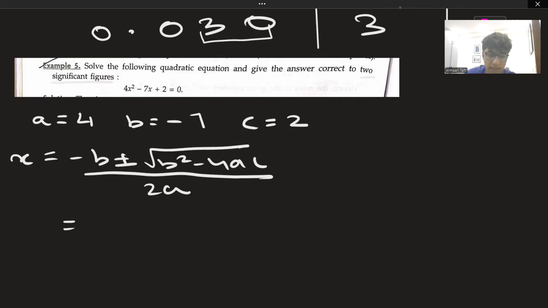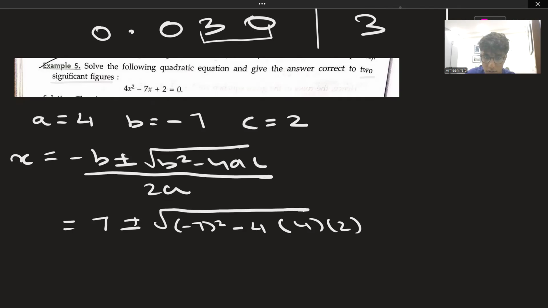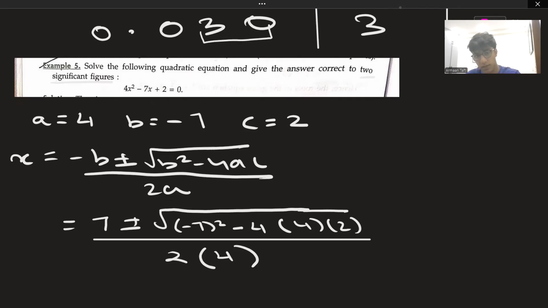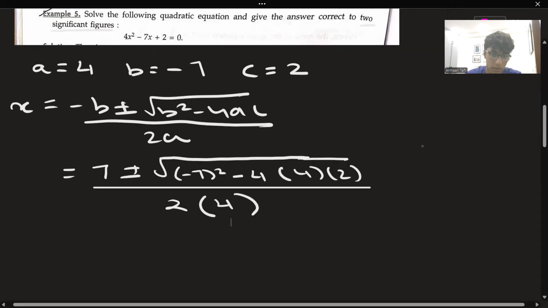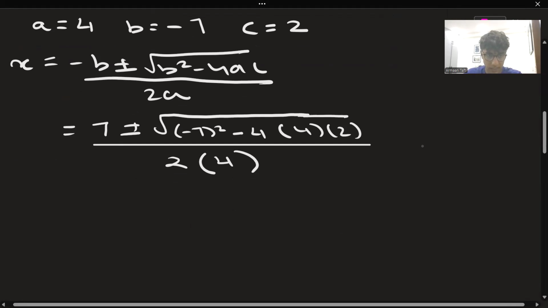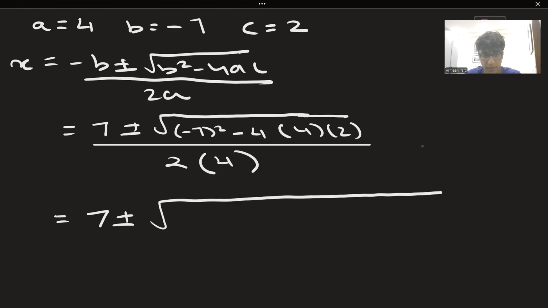So minus b, minus of minus 7 is just 7, plus minus root of b square, minus 7 whole square, minus 4 times a, which is 4, times c, which is 2, divided by a, which is 4. Okay, now let's simplify this. We get 7 plus minus under root of minus 7 whole square, 49, minus 4 times 4, 16, times 2, 32.